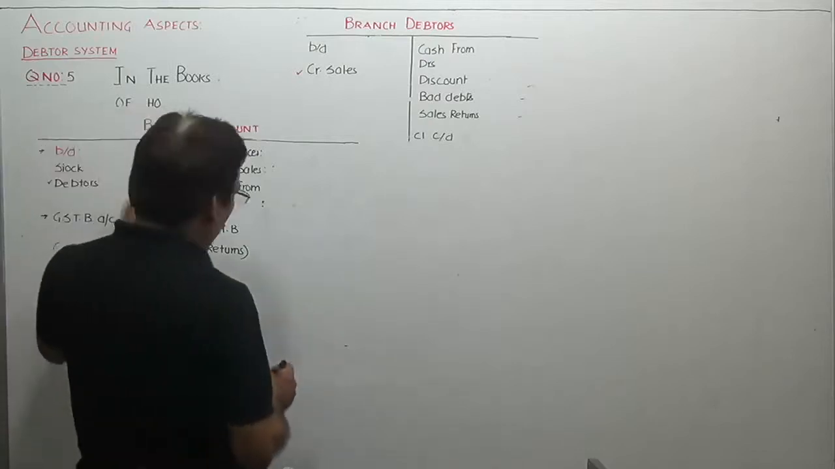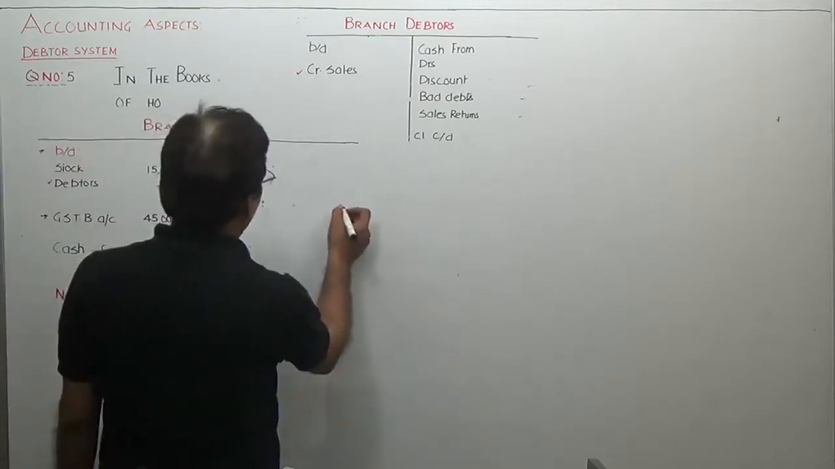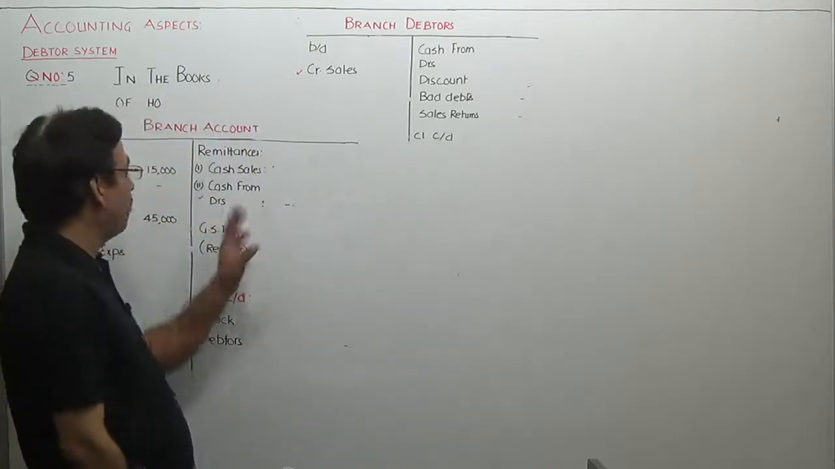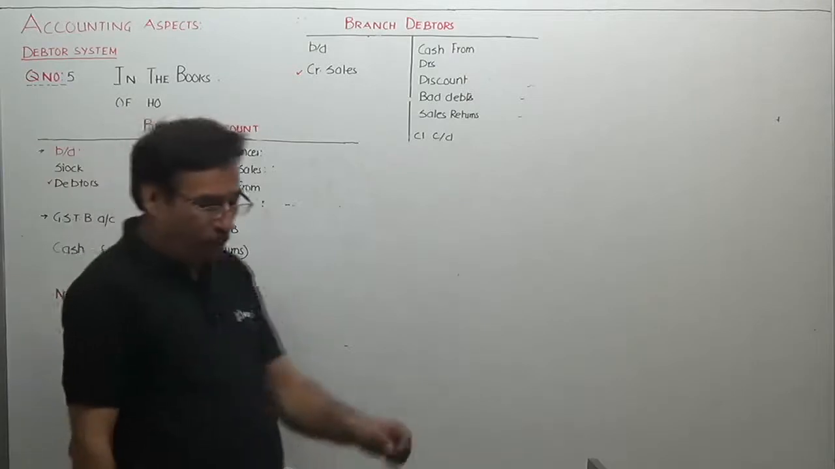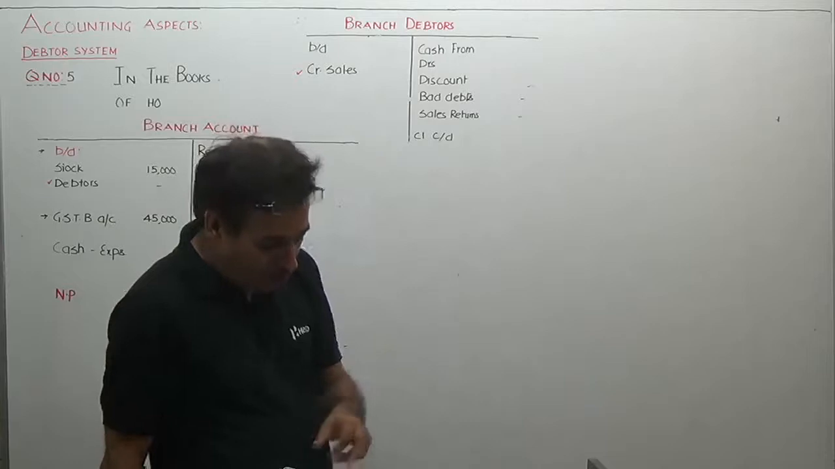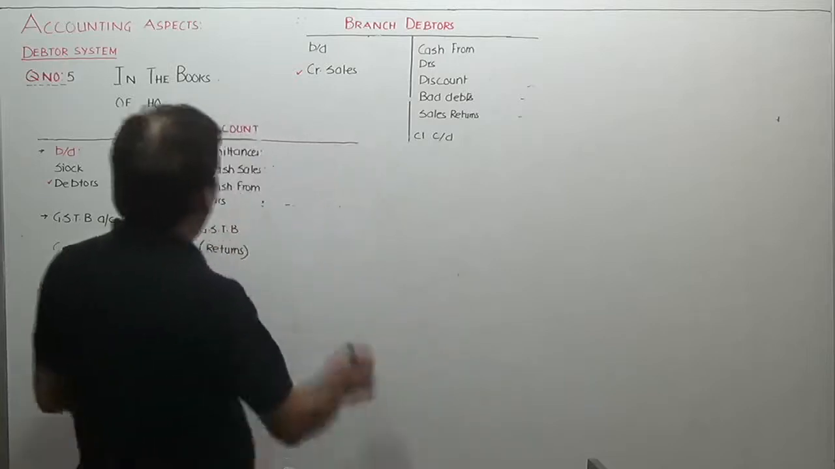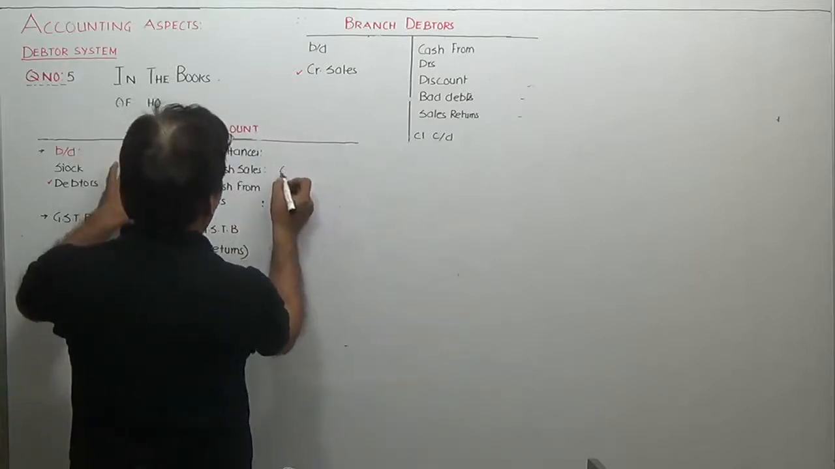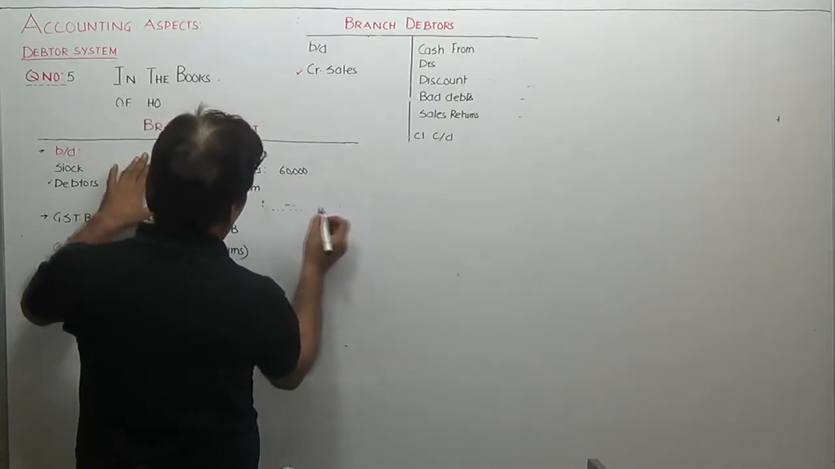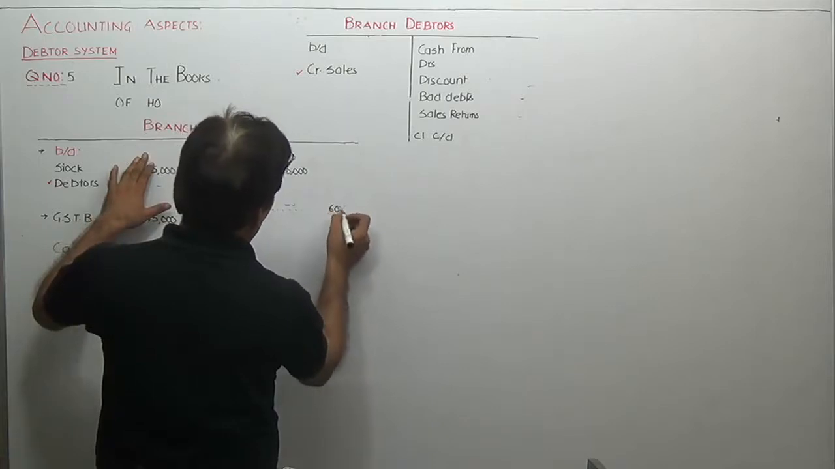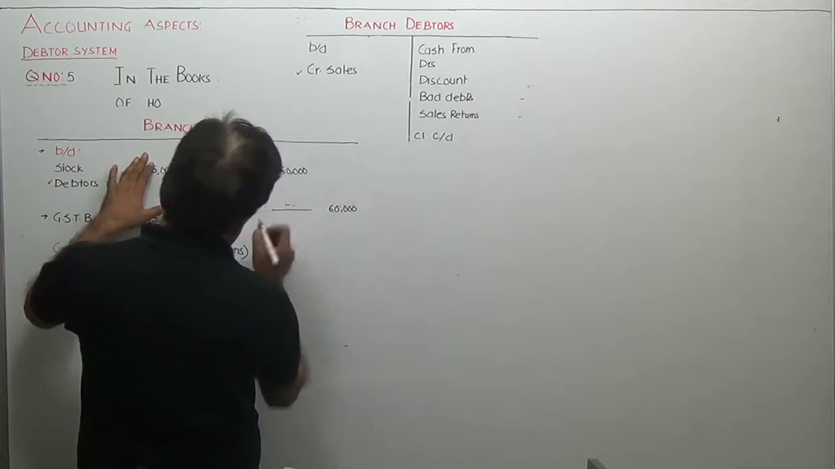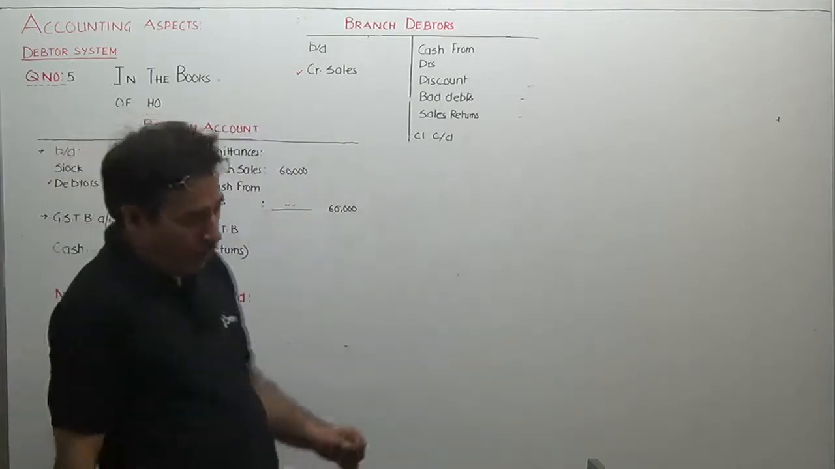That means there will not be opening debtors, there will not be closing debtors, and of course there will not be any cash receipt from debtors. So the figure of sales given to us in this particular question, which is 60,000, is cash sales. There is no cash receipt from debtors, so 60,000 will be the amount of remittances. Is it clear?